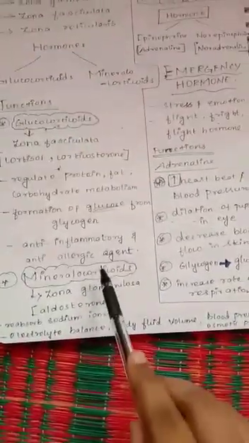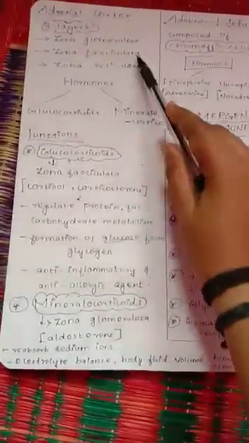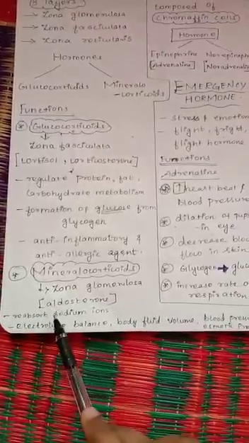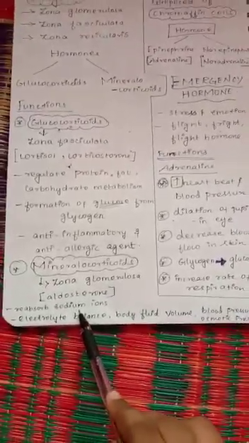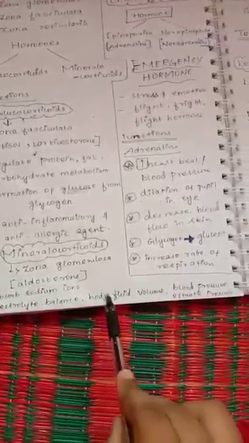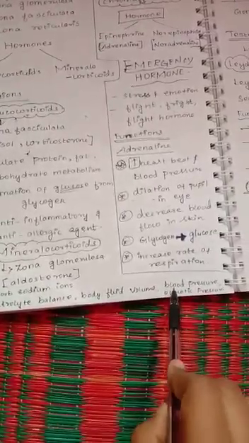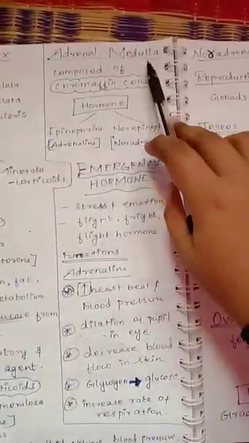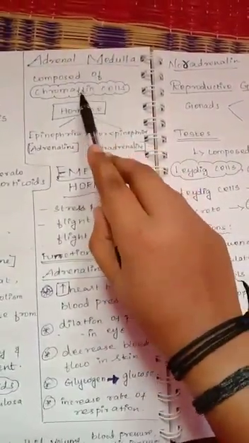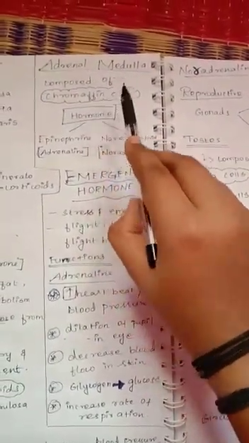And the next is the mineralocorticoids. These are secreted by the zona glomerulosa. The zona glomerulosa secretes aldosterone, which absorbs the excess sodium ions present in our body, and also it helps in the maintenance of electrolytes and body fluid volume. It helps to maintain the blood pressure and osmotic pressure of our body. And the adrenal medulla, the innermost layer of the adrenal gland, is composed of chromaffin cells.